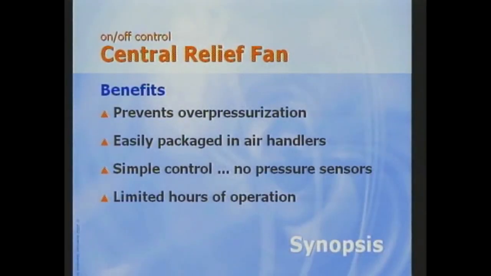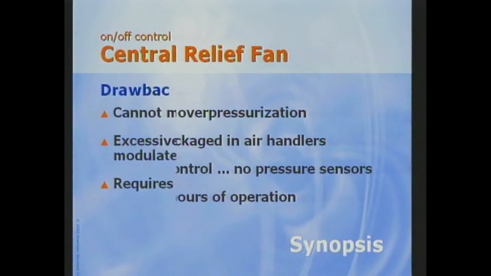Now, this on-off control strategy prevents overpressurizing the building during the economizer modes. The relief fan and controls can be easily packaged in an air handler, and no additional pressure sensors are required. Control is very simple. The relief fan is turned on and off based on the position of the outdoor damper. This allows a relief fan to be turned off for many hours of the year, saving energy.